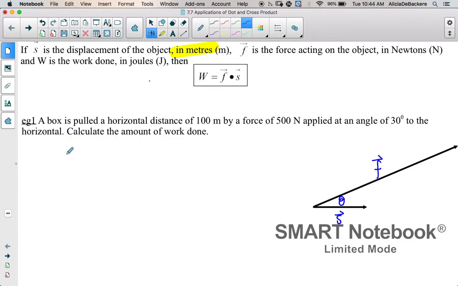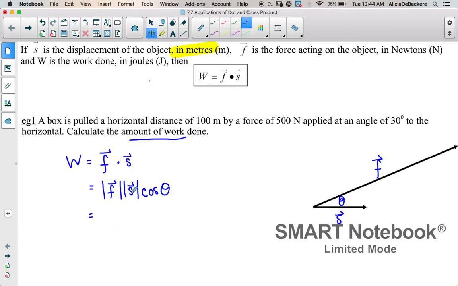So when I'm calculating the amount of work done, I'm going to use the formula work is the dot product of the force and the displacement. And you'll find this formula here in the box that's on your formula sheet for this test. And so because here I'm given the magnitude of the force is 500 and the magnitude of the displacement is 100, I'm going to use the version of the dot product formula, which is also on my formula sheet, where it's the magnitude of the two vectors being multiplied times the cosine of the angle in between them.